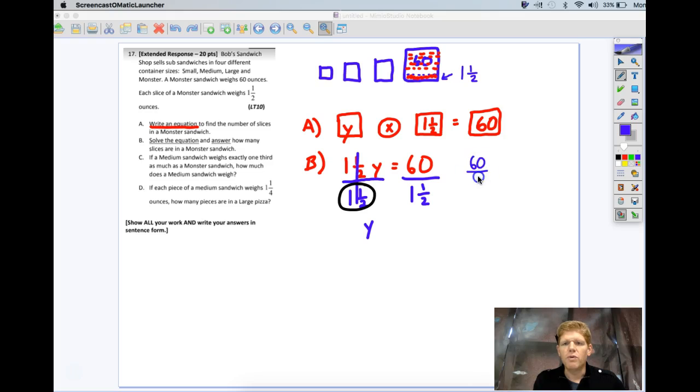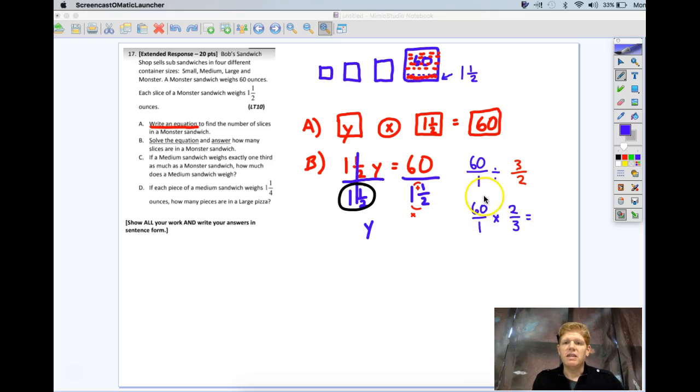60 over 1. Remember, I have to convert the whole number of 60 to a fraction, divided by 1 1/2. And I'm going to go ahead and convert this to an improper fraction. That's important. So 2 times 1 is 2, added to 1 is 3. So 3 over 2. And I'm going to divide that. Well, what's my first step for division? Keep, change, flip. So I'm going to keep the first term, change the division to multiplication, and then flip the last term.